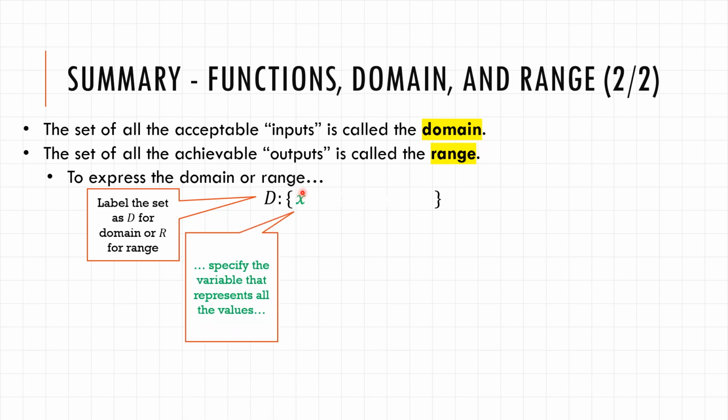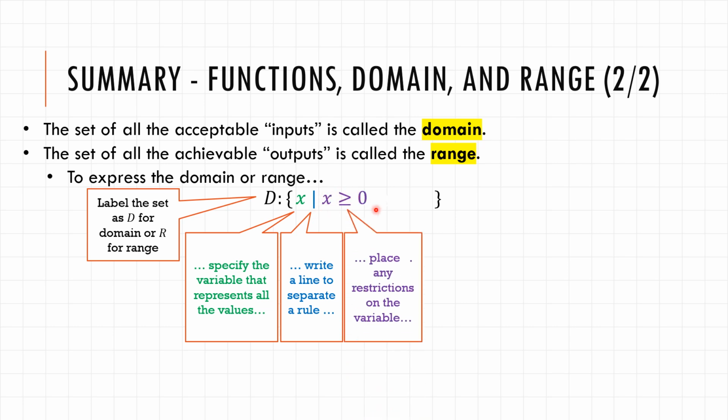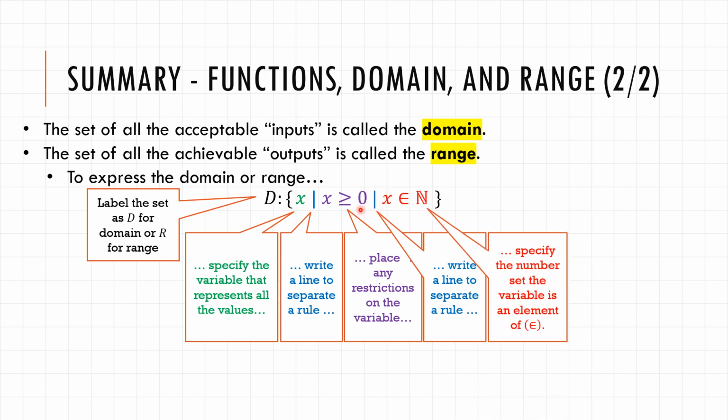First, you specify the variable or the function that represents all of these values. You put a straight line to separate a rule that's going to appear. You might place a restriction on what this variable could be. For example, maybe it has to be greater than or equal to 0, or maybe between two values. You put another line to show that you're going to input another rule, and then you specify the number set that the variable or the function belongs to, the set that it is an element of.